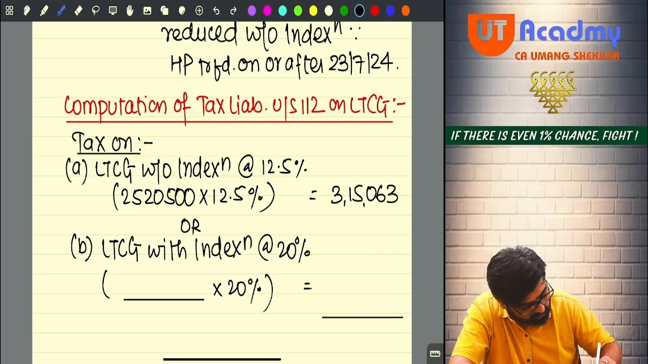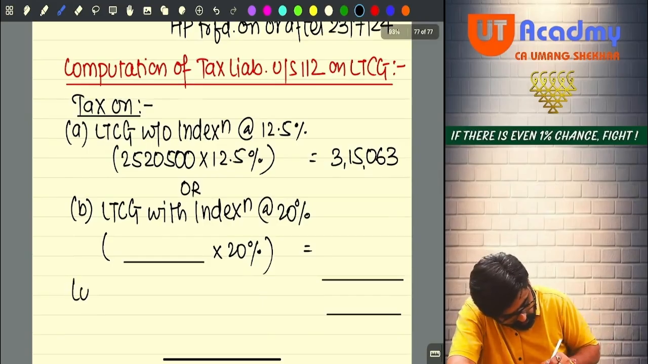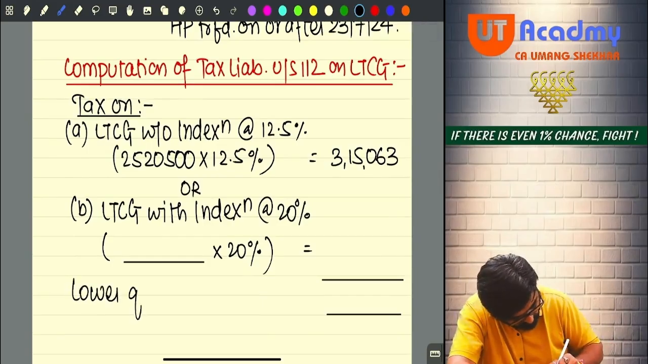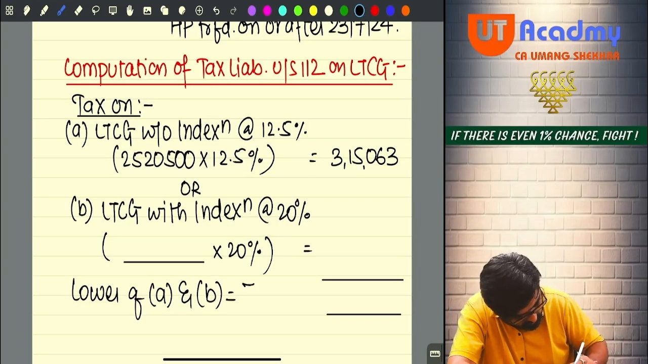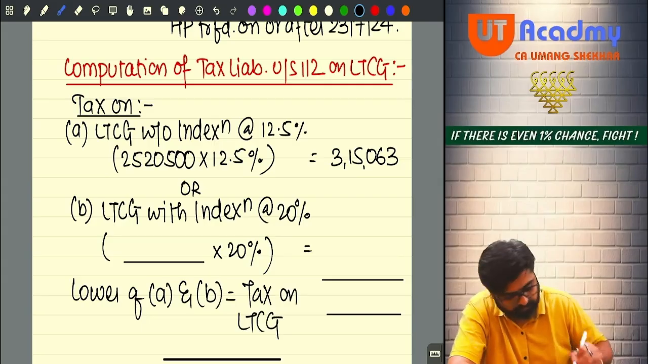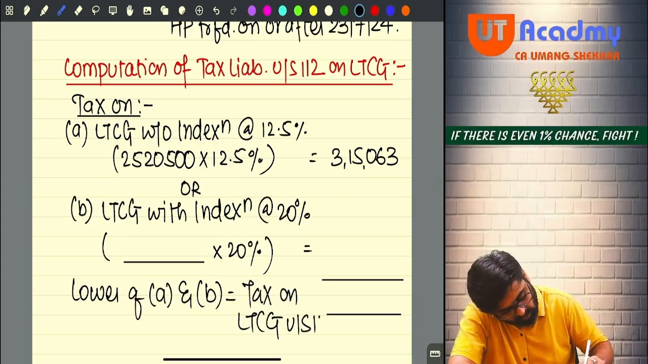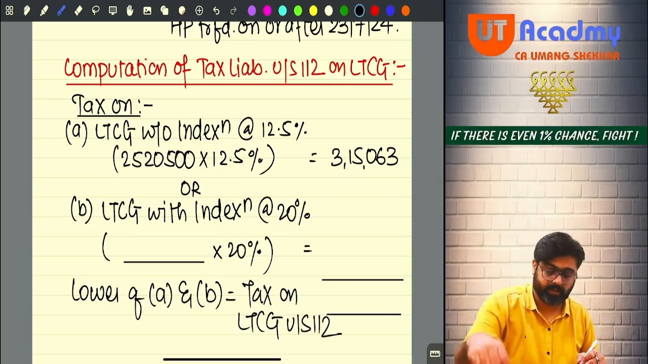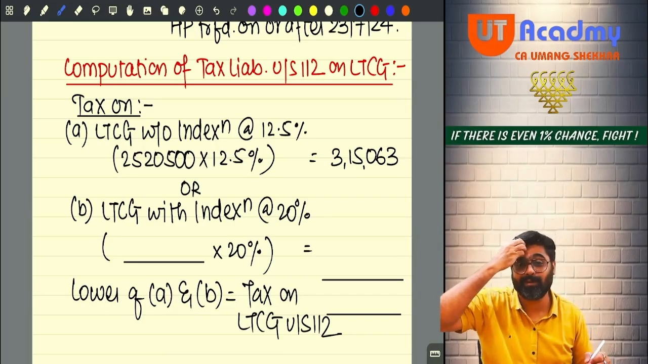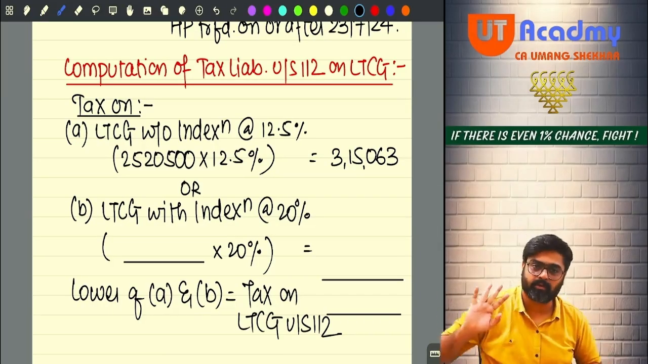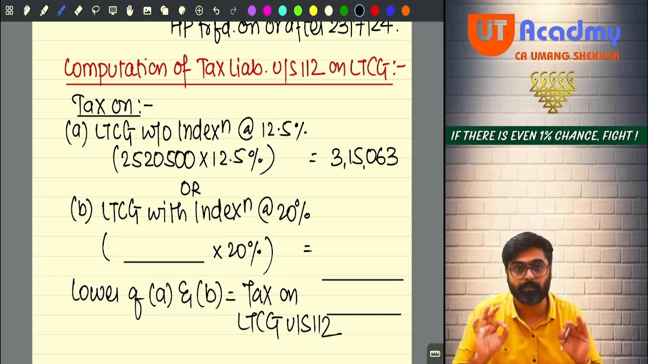Now whichever is lower of A and B is equal to my tax on LTCG under section 112. But to get this, I will have to first calculate the long-term gain with indexation. I have all the amounts. I just have to index it now, properly and correctly.